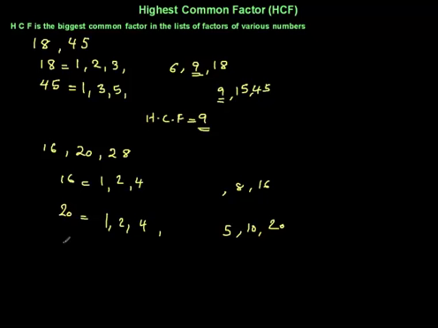Do the same thing with 28. 1 and 28 as a pair, and 2 and 14. 3 doesn't go. 4 and 7, and 5 and 6 don't go into 28. So this is the list now. 1 is common, 2 is common, 4 is common, and I don't see any number after 4 which is common. So 4 is the highest common factor. That's the most commonly used technique to find the highest common factor.